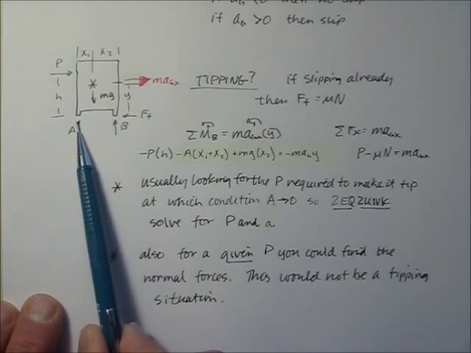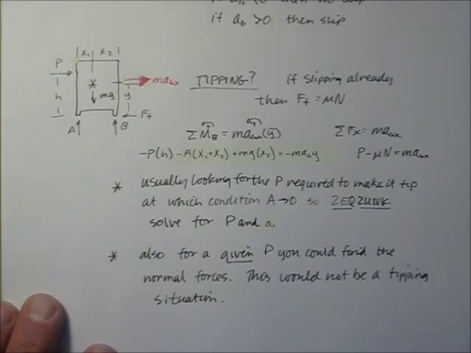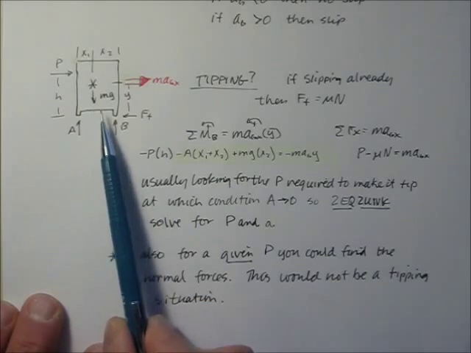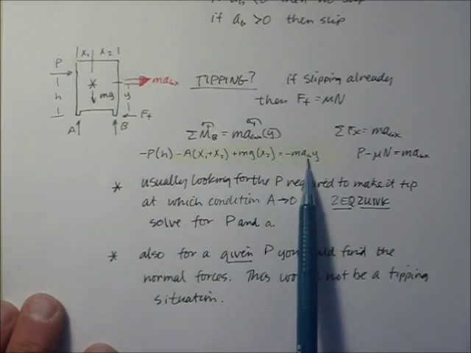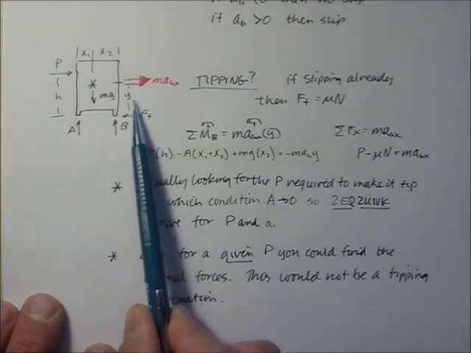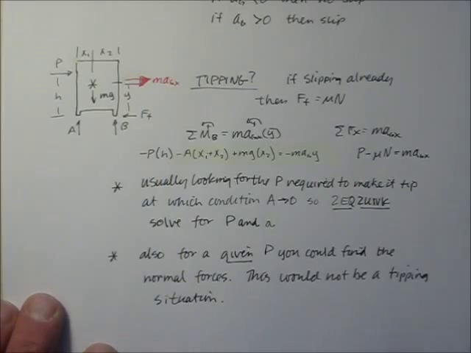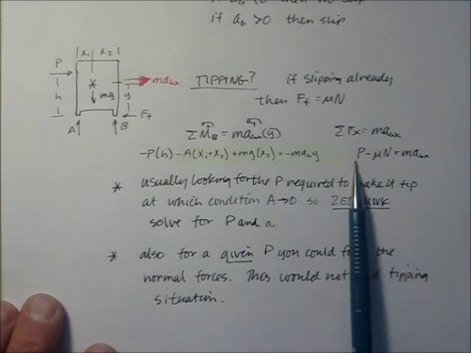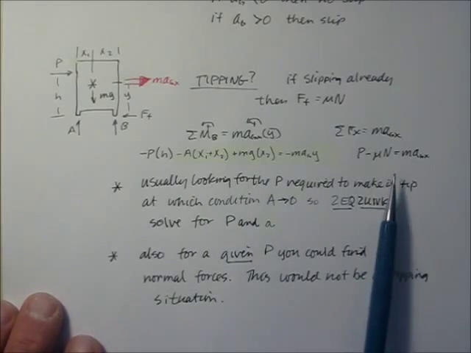We have A going in that direction as well, and that's going to be x1 plus x2 as my lever arm, minus mg times x2, that lever arm, and that's going to be equal to my mass times acceleration vector going in this direction times its lever arm of y. And again, the mass times acceleration vector is going in the clockwise direction, so it's negative as well. We can also use the forces in the x direction, and we see that P minus mu normal is equal to m a_x. We have a two equations, two unknowns situation.